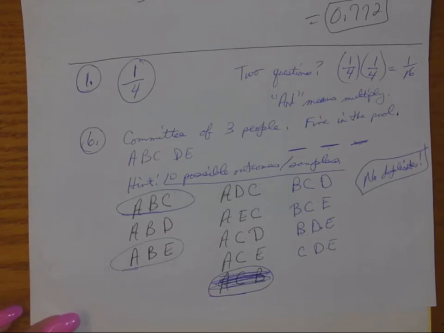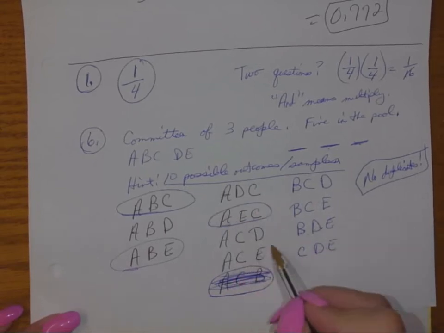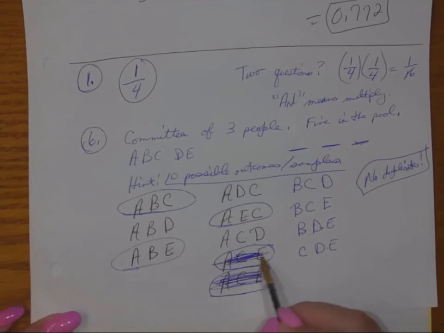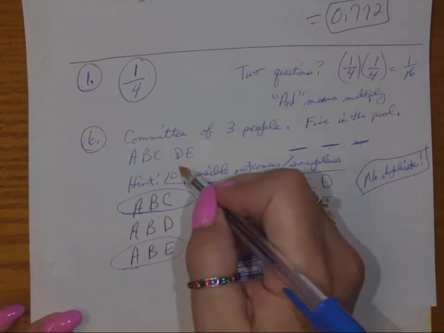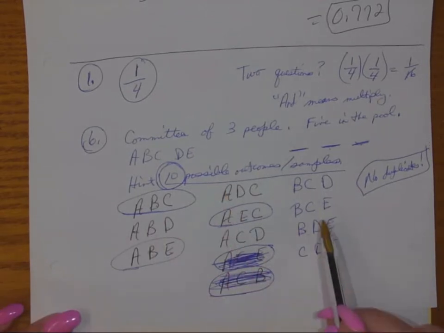Oh, man. A, C, D, AEC. Okay, I've got here AEC and ACE. So that's a duplicate, right? So I'm going to dump that one out. Okay, good. See, we all have to check. Okay, 10 outcomes. That's why sometimes I'll tell you how many to expect, so you have a guideline for where you're going. All right, there's my 10. 1, 2, 3, 4, 5, 6, 7, 8, 9, 10.